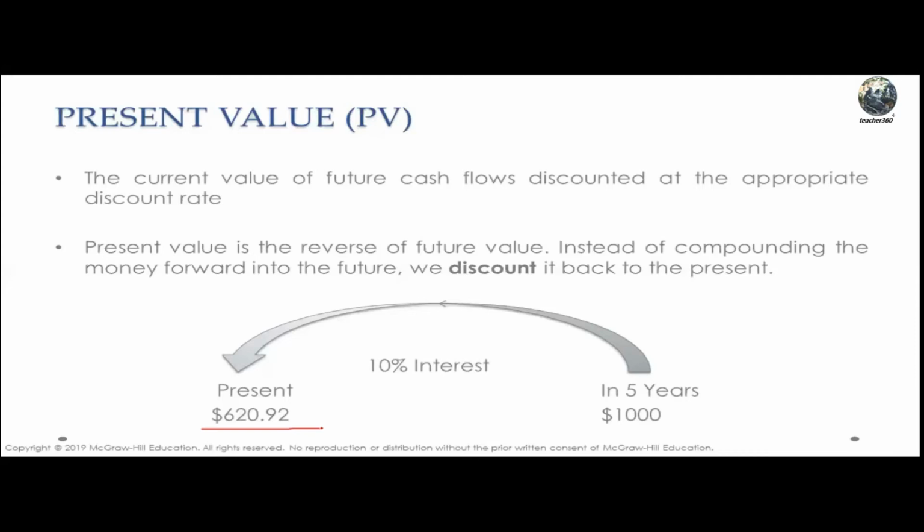if you deposit $1,000 today at the rate of 10%, after 1 year it will be 1,100. That means your value is increasing. But for present value, you have to discount it back to the principal amount, which is $1,000.